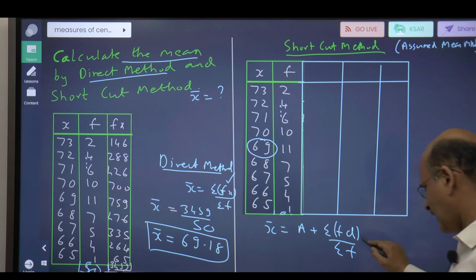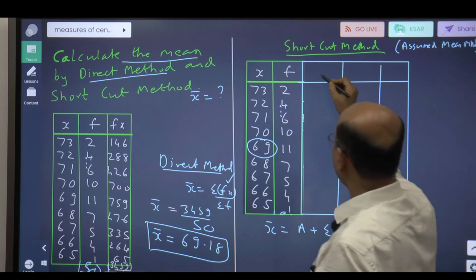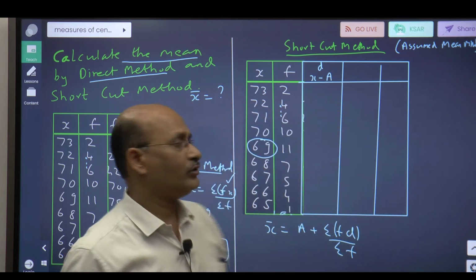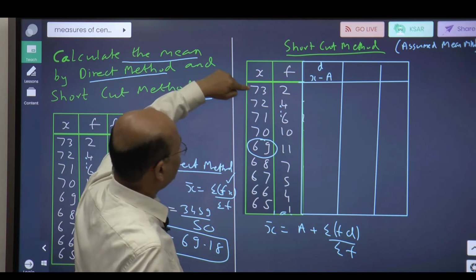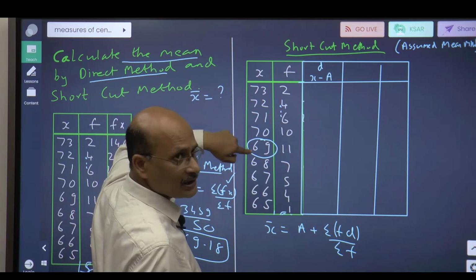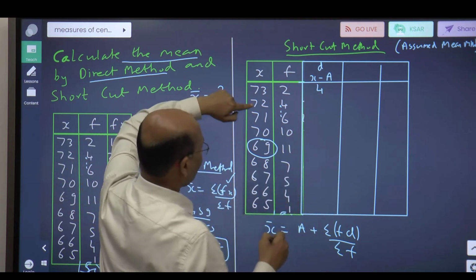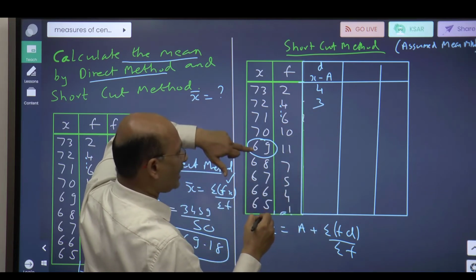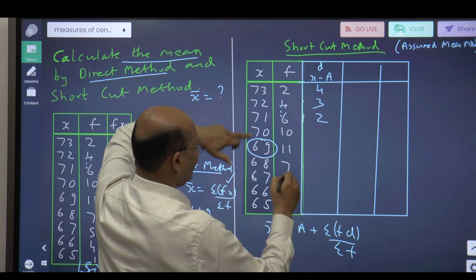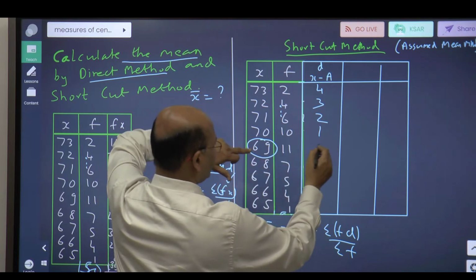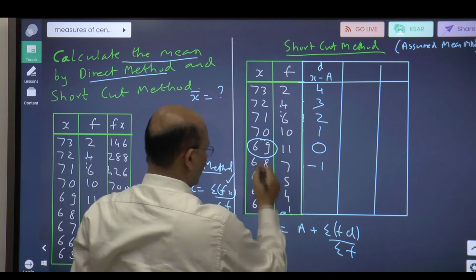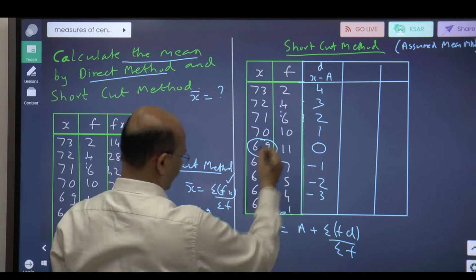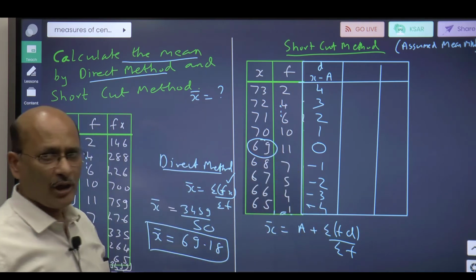If you look at this data, I need FD, so that means I need D. D is nothing but x minus A. Quickly you have to see how I get x minus A for each one. This is A for me. So 73 minus 69 is 4. 72 minus 69 is 3. 71 minus 69 is 2. 70 minus 69 is 1. 69 minus 69 is 0. 68 minus 69 is minus 1, then minus 2, minus 3, and 65 minus 69 is minus 4. So I got D, right.